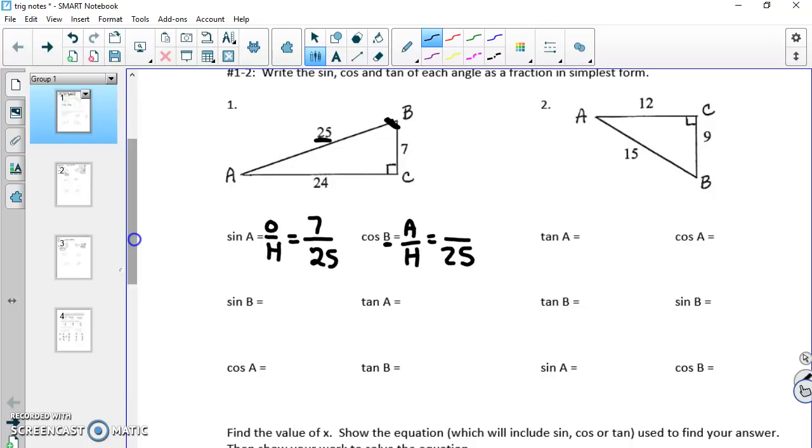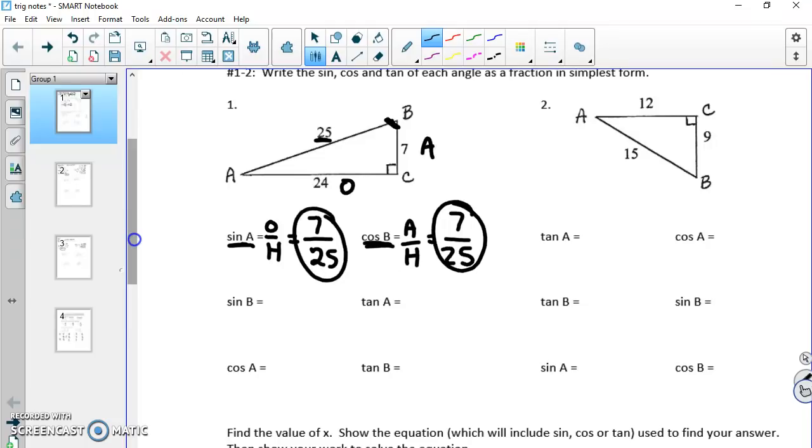So in relation to angle B, the side that's 7 is now the adjacent side, and 24 is the opposite side. Those are going to change, right? When we were dealing with angle A, 7 was the opposite side. So for cosine of angle B, it'll be adjacent side, which is 7, over the hypotenuse, 25. So catch that. Sine of A is 7 over 25, and cosine of B is the same deal.